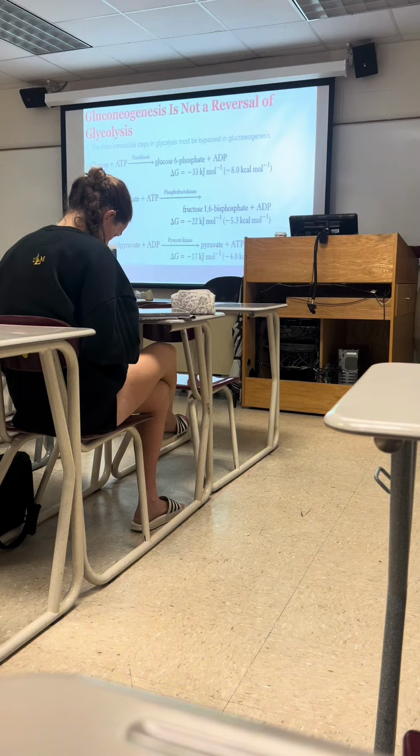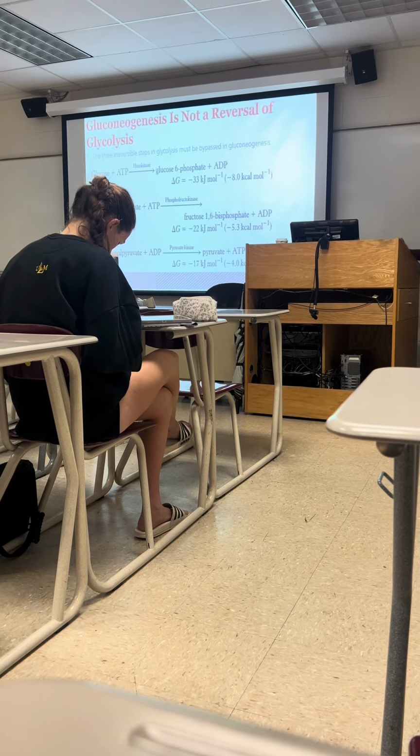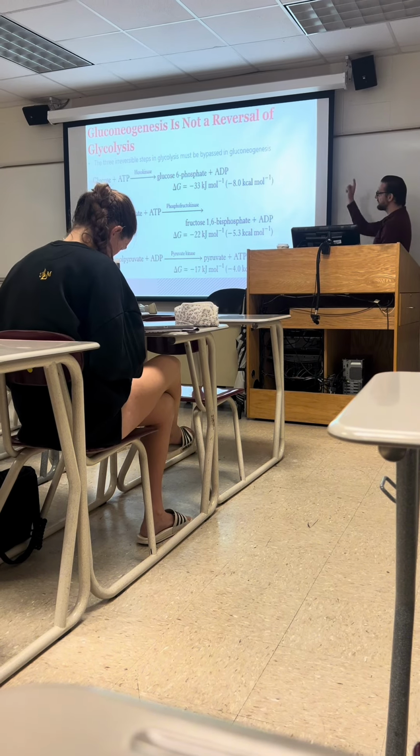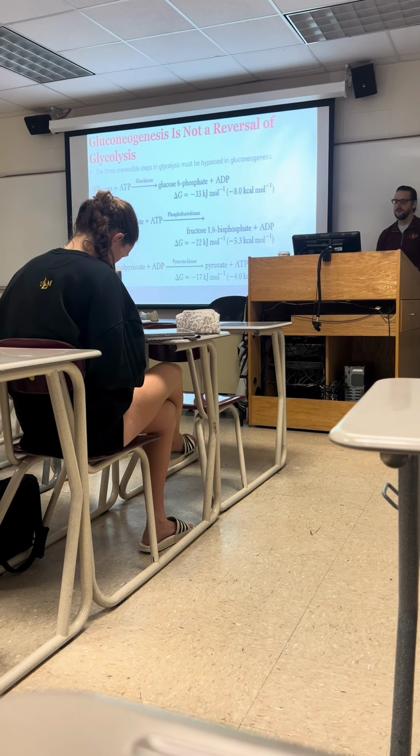And those are the ones we talked about where the whole pathway is regulated. Controlling phosphofructokinase controls glycolysis. Controlling pyruvate kinase controls glycolysis. Controlling hexokinase controls glycolysis. Great. In the glycolysis direction, in the breakdown direction, that makes sense. In the gluconeogenesis direction, in the buildup direction, that's a problem.